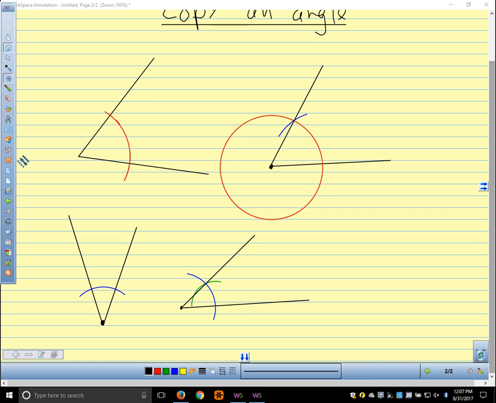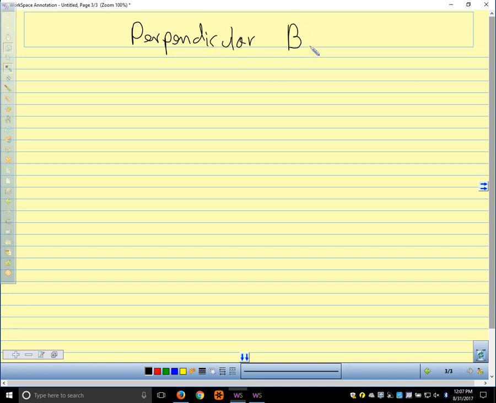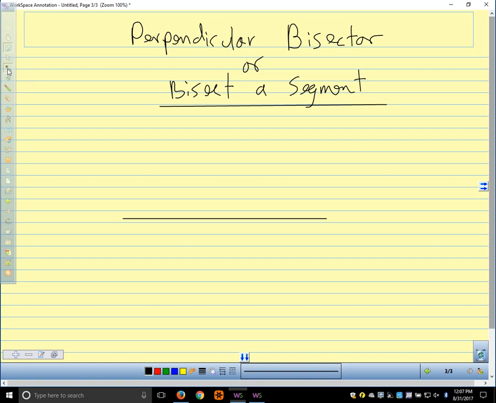Next one, perpendicular bisector. We can also bisect a segment. Perpendicular just means makes a 90-degree angle with. So we'll start with some segment. I either want to bisect the segment or I want to make a perpendicular bisector.